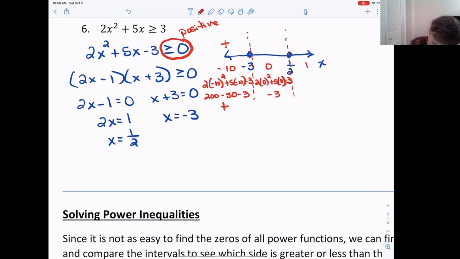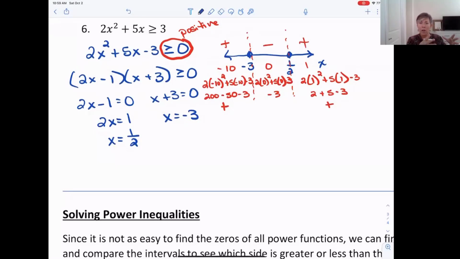If we were to plug in 0, 2 times 0 squared plus 5 times 0 minus 3, that gives us a -3. So we know every value in between -3 and 1/2 is going to be negative. If we plug in a 1, you might guess this is going to be positive as well, but we can still check it. 2 times 1 squared plus 5 times 1 minus 3 gives us 2 plus 5 minus 3, and that's going to end up being a positive number.